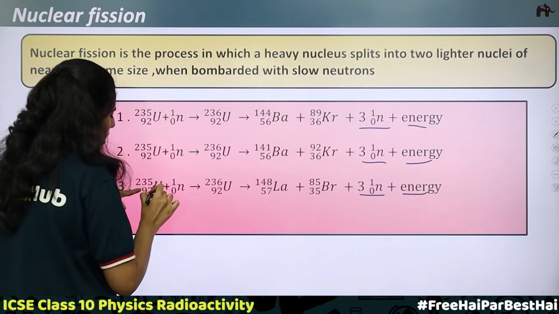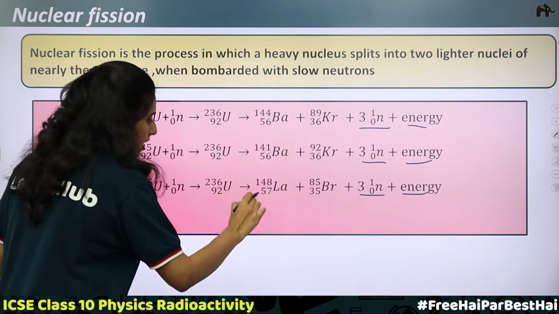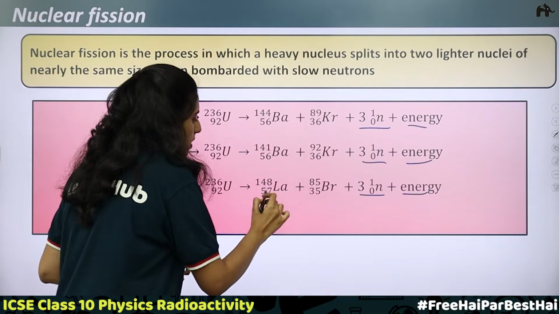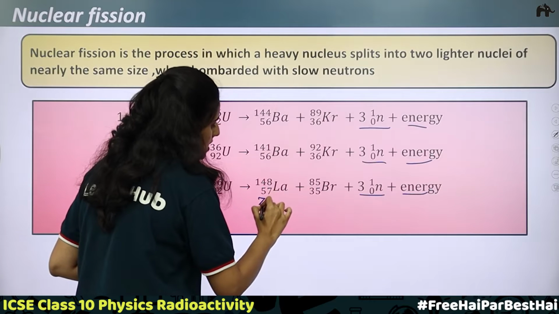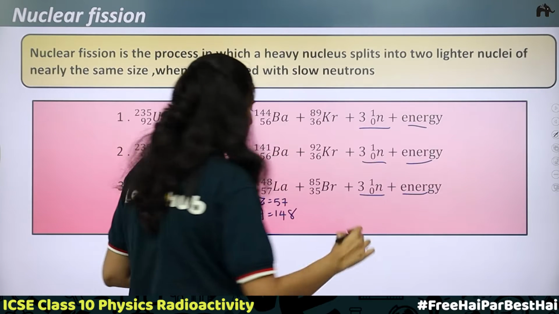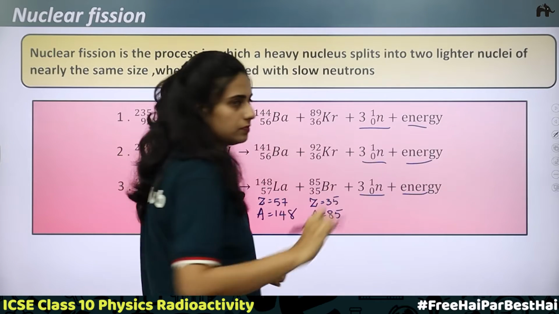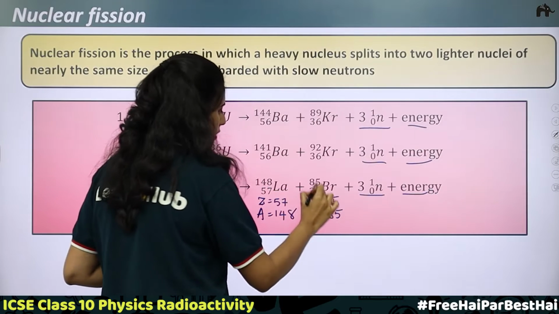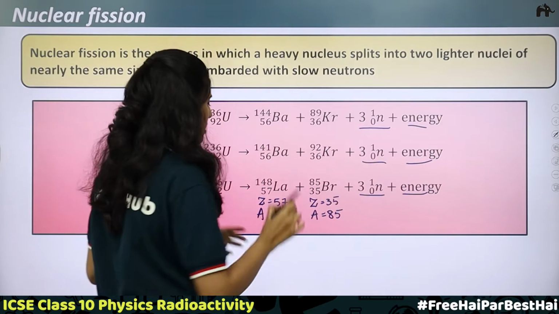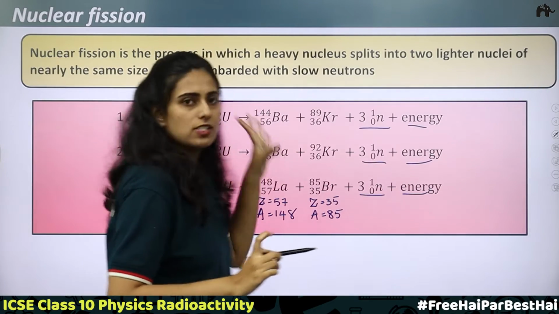Now the second reaction. Uranium-92-235 plus a neutron gives uranium-236. It splits into 2 daughter nuclei, lanthanum and bromine. For lanthanum, atomic number Z is 57 and mass number A is 148. For bromine, atomic number Z is 35 and mass number A is 85. So 57 plus 35 is 92. Next, 148 plus 85 plus 3 into 1, that is 148 plus 85 plus 3, you again get 236. So these are the other possible products.